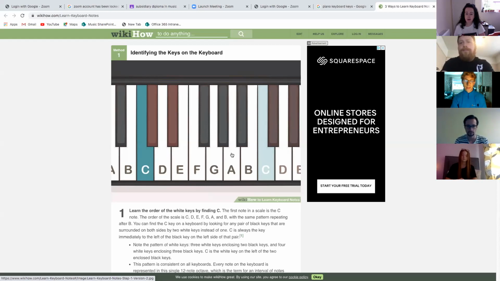So that works with any key. If we want to find G's relative minor, for example, we're on G, move back 3 semitones, 1, 2, 3, and it's E. And it works in reverse as well. If we're in a minor key, say D minor, and we want to find the major key, we move up 3 semitones. There's D, 1, 2, 3, and the major is F. Does that make sense?